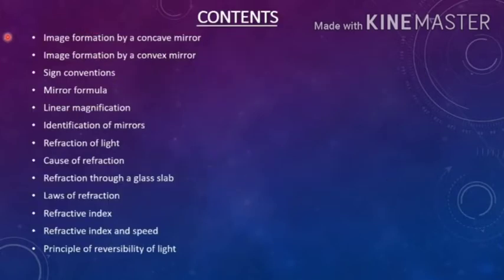So we can see that these are the contents that we are going to study today. First is image formation by a concave mirror, second is image formation by a convex mirror, third is sign conventions, next is the mirror formula, fourth is linear magnification, identification of mirrors, refraction of light, causes of refraction, refraction through a glass slab, laws of refraction, refractive index and speed, and the principle of reversibility of light.